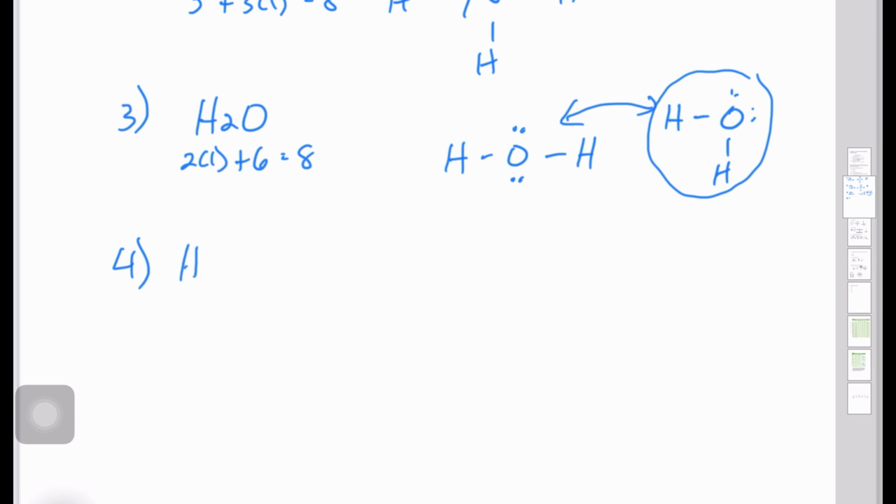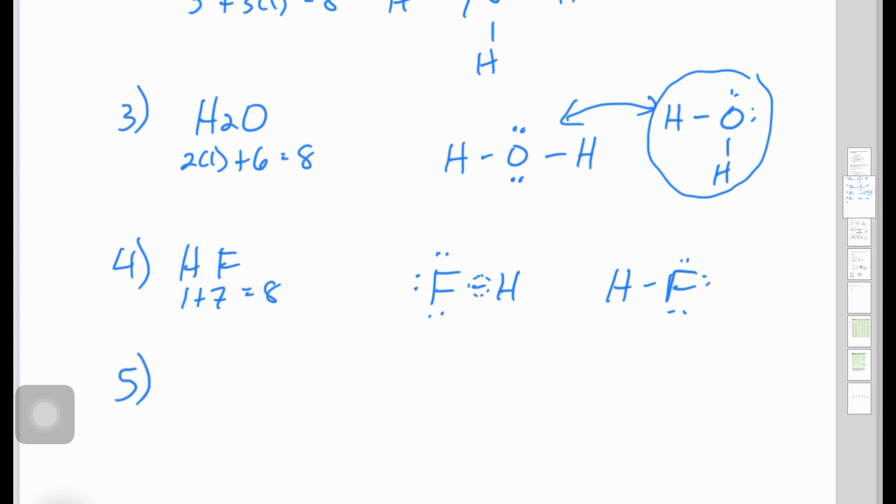Okay, molecule number 4 is HF. The H has 1, the F has 7 for a total of 8. So again, we're going to draw the F, and there's 1 H, which means the F has to have 3 lone pairs around it. And why does the H not have any lone pairs? Because H is on the first energy level, we're only allowed the s orbital, and there's the 2 electrons in the s orbital. So HF, 1 bond, 3 lone pairs around the F.